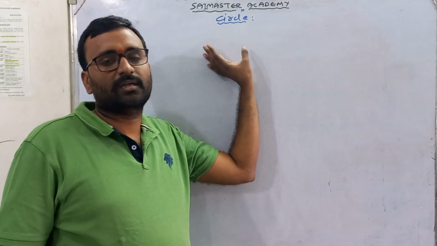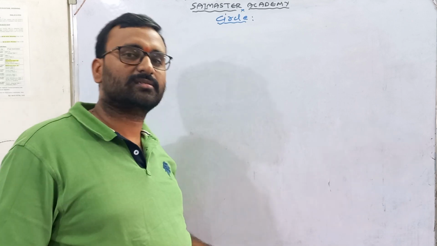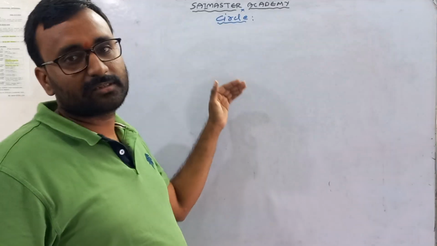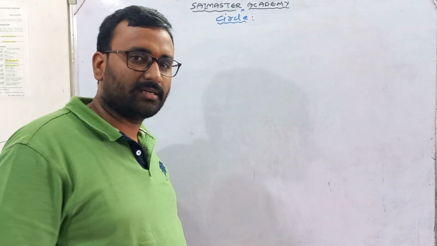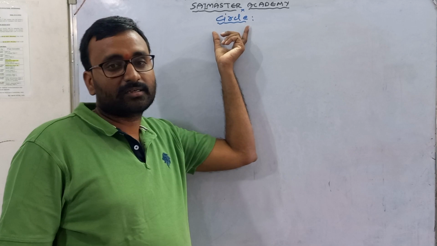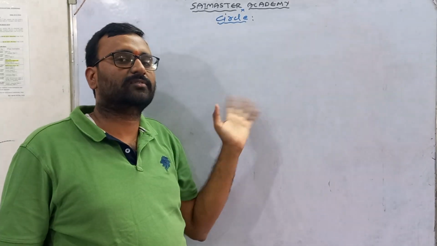If you learn circle perfectly, you can solve the remaining conic sections. After circle, we have system of circles, parabola, ellipse, hyperbola. We can solve those also very easily. So first you should understand circle perfectly, and that's why spend some time on circle.